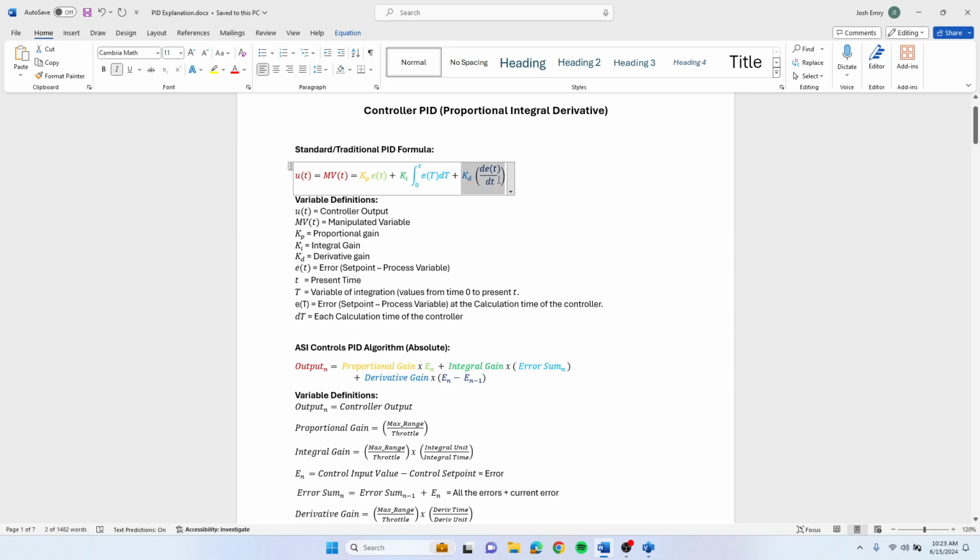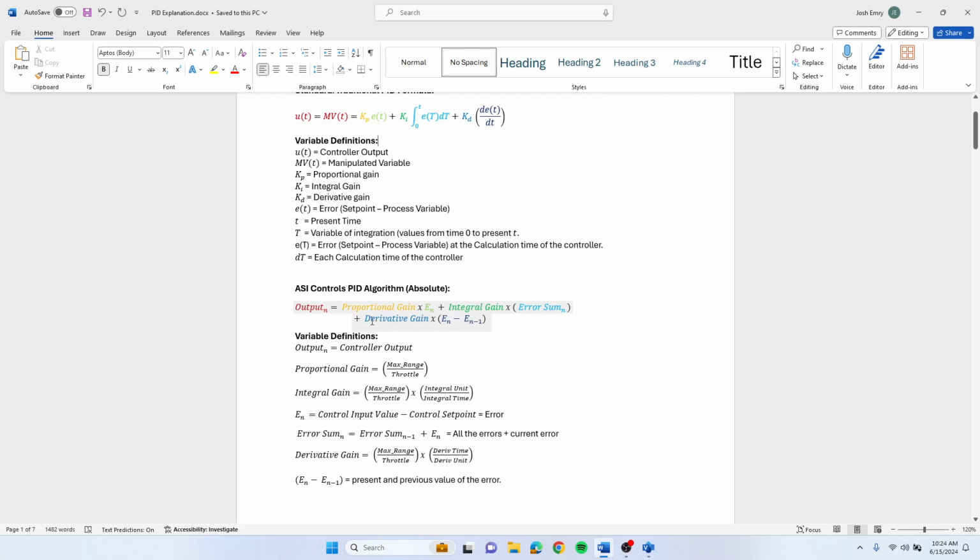Now we're going to go to the derivative. A lot of times we don't use that in HVAC, but KD is just your derivative gain. And then this de(t) is what's my error at the present time minus the error before, and this is each calculation time of the controller. So with the ASI one, you just take derivative gain times EN, which is your current error, minus your previous error. So you're taking derivative gain times that.